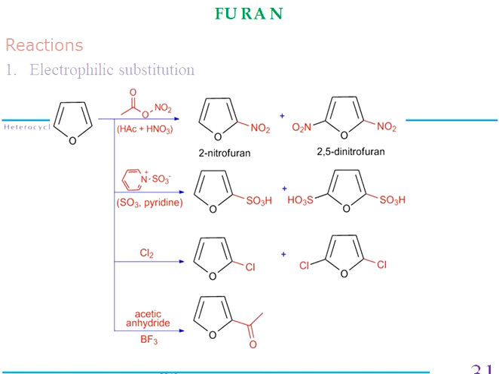Similarly, if we do the sulfonation, here also we are getting two products. In the case of chlorination, also we are getting two products. But in the case of acetic anhydride in the presence of BF3, there is only one product, and it is similar to the case of pyrrole.